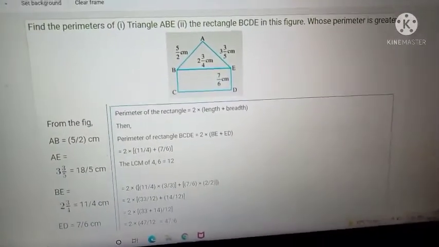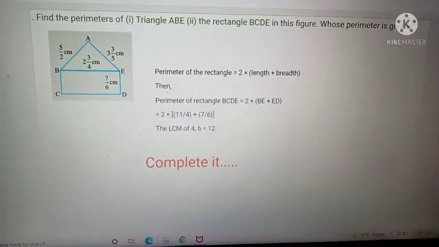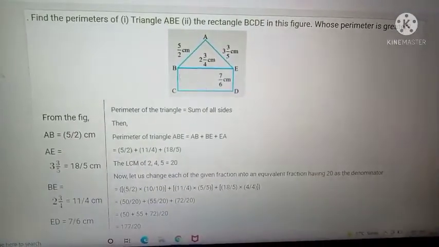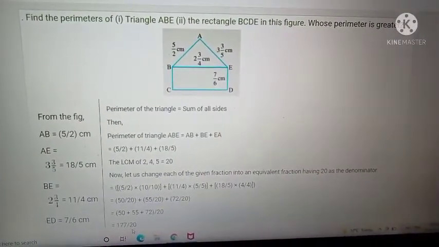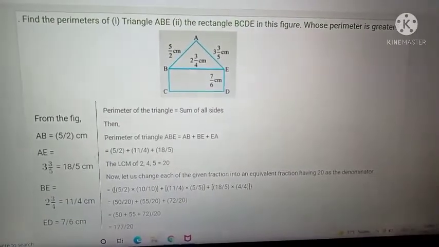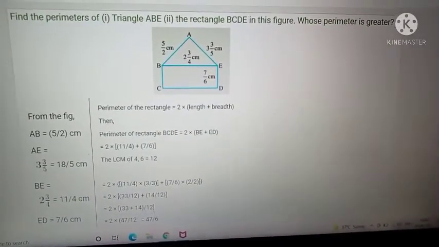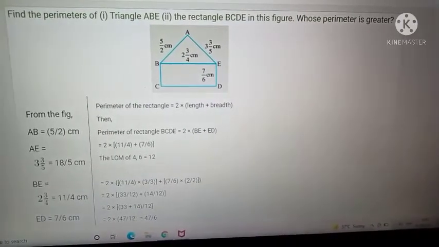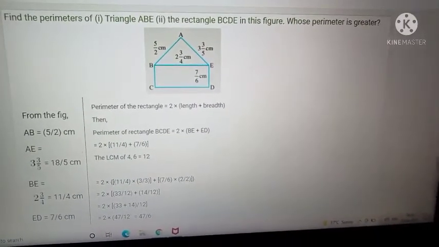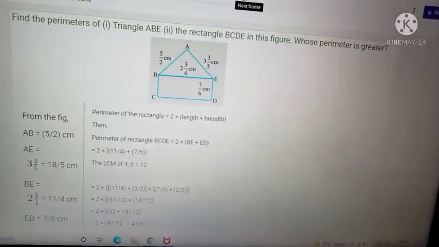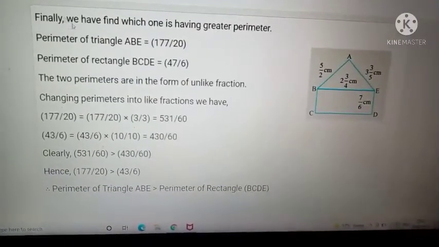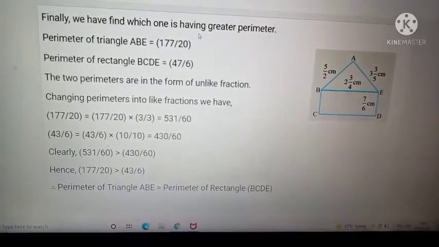So earlier we got the perimeter of the triangle as what? 177 by 20. Now we got the perimeter of the rectangle as 47 by 6. Which perimeter is greater? Whose perimeter is greater? Let's see. Finally, we have to find which one has the greater perimeter.